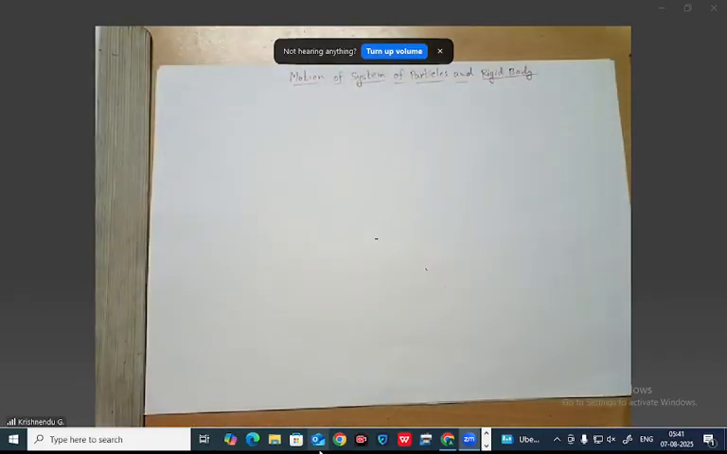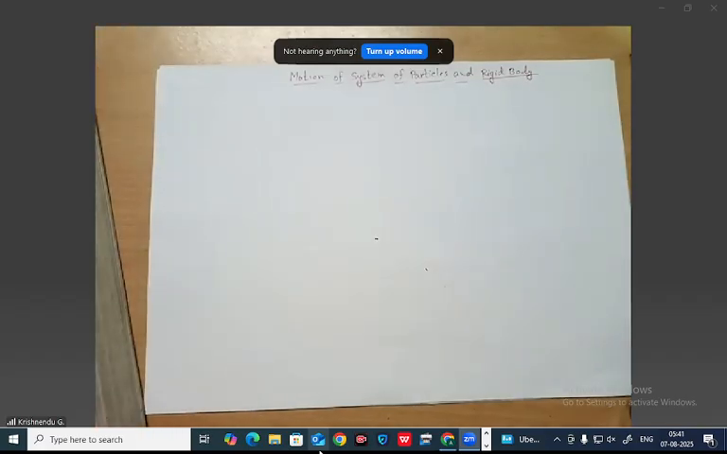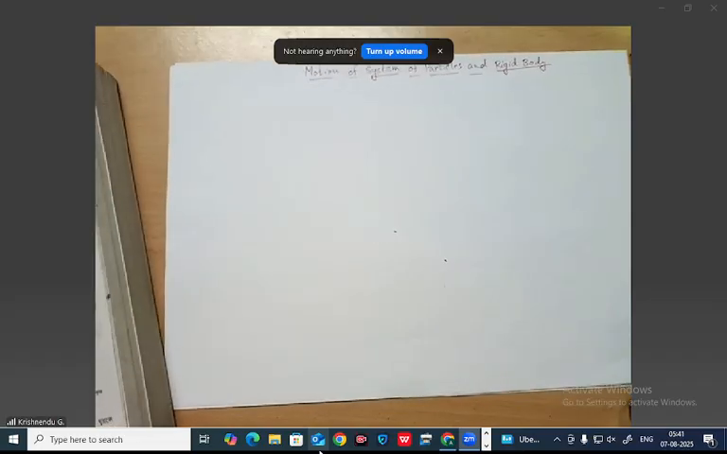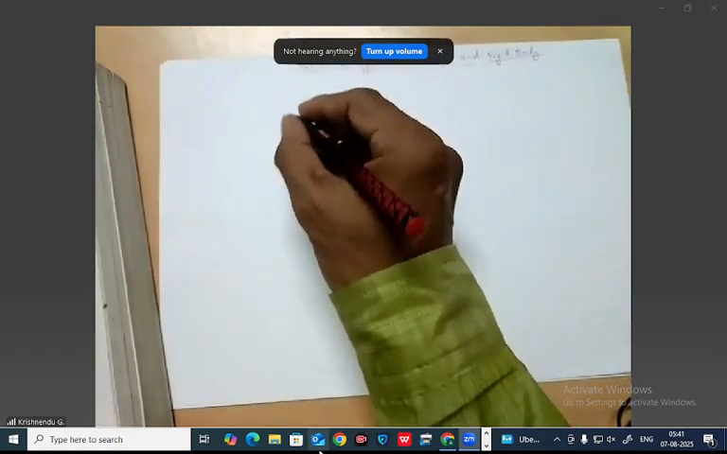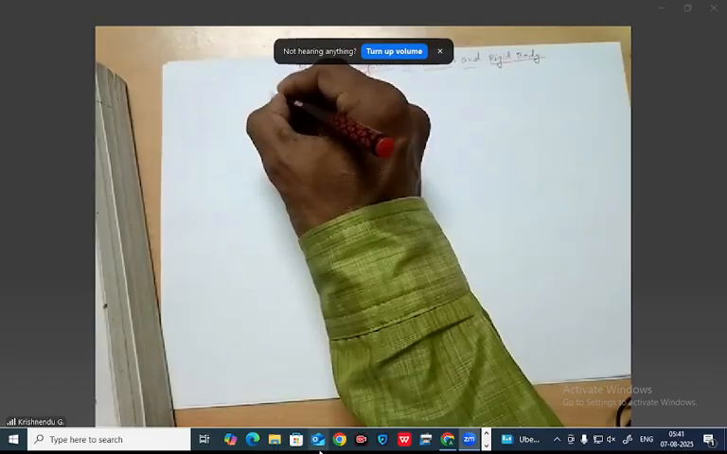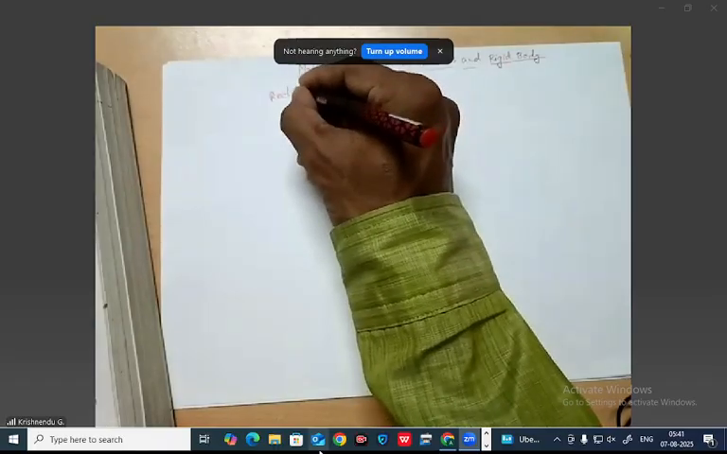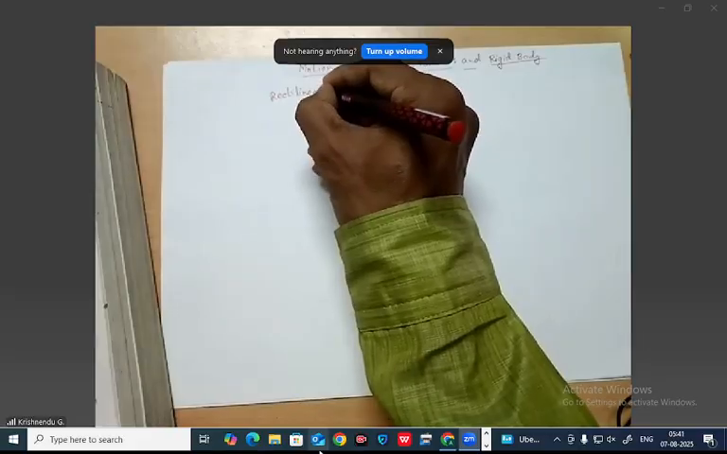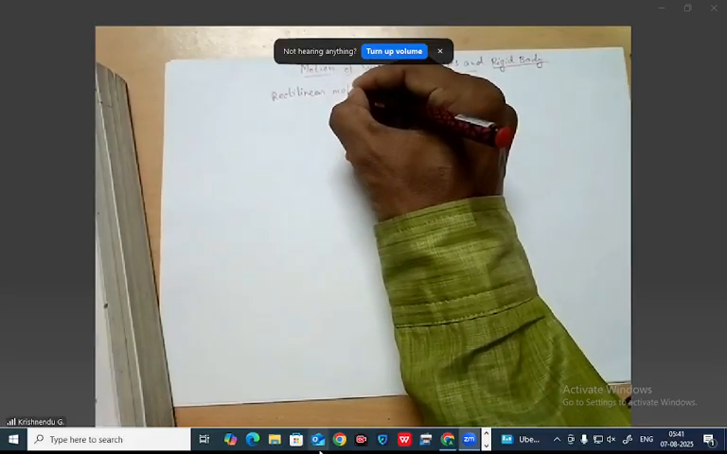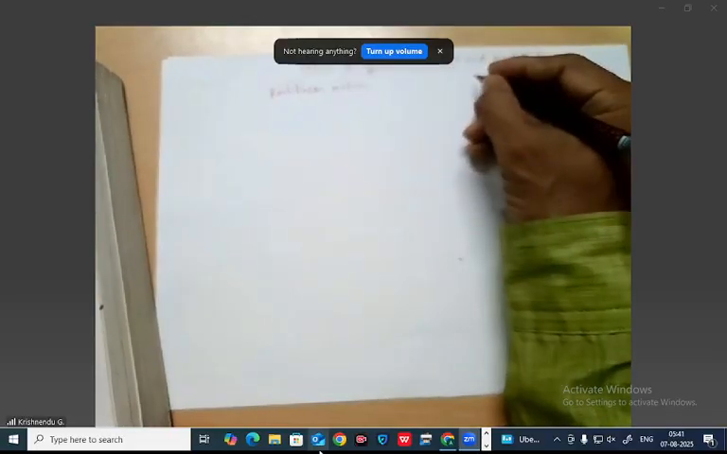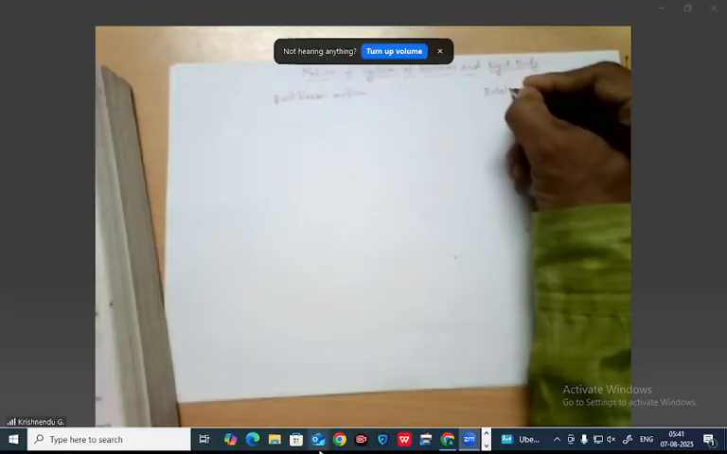First of all, we learn the difference between two motions, one is translational and the other is rotational motion. This is the main difference between translational motion and rotational motion. This is rectilinear motion, and this is rotational motion. We'll find the difference between rectilinear motion and rotational motion.